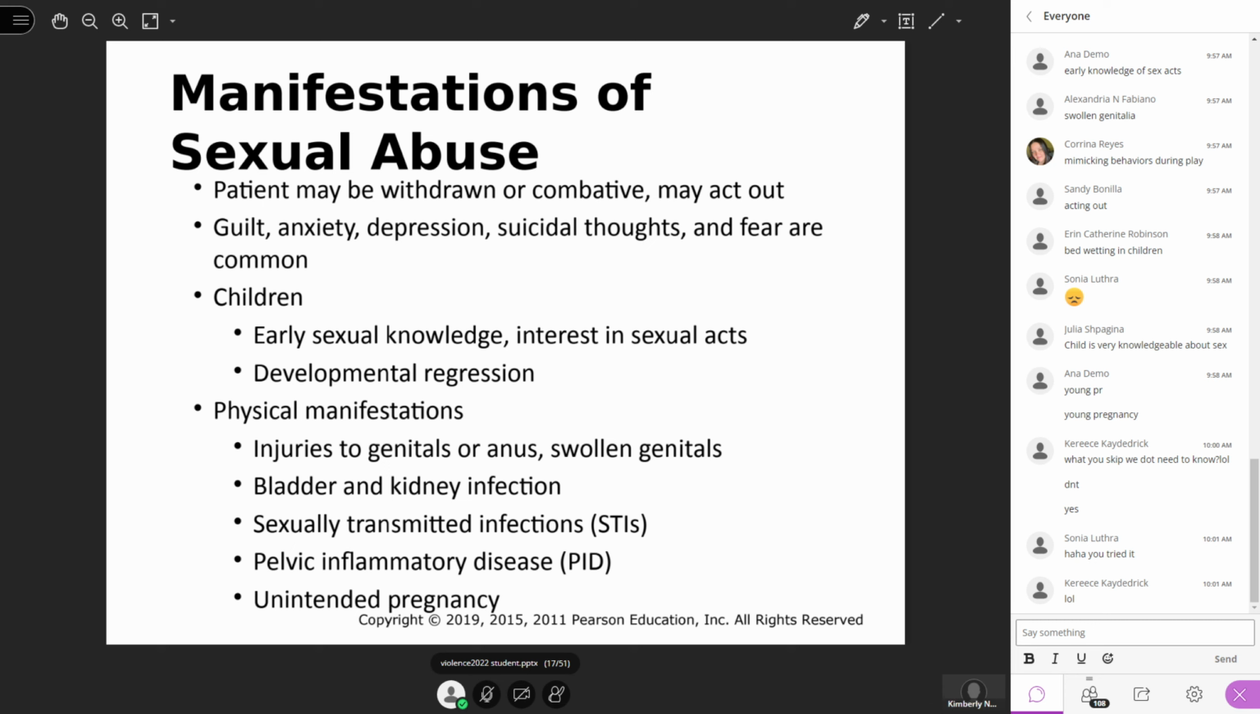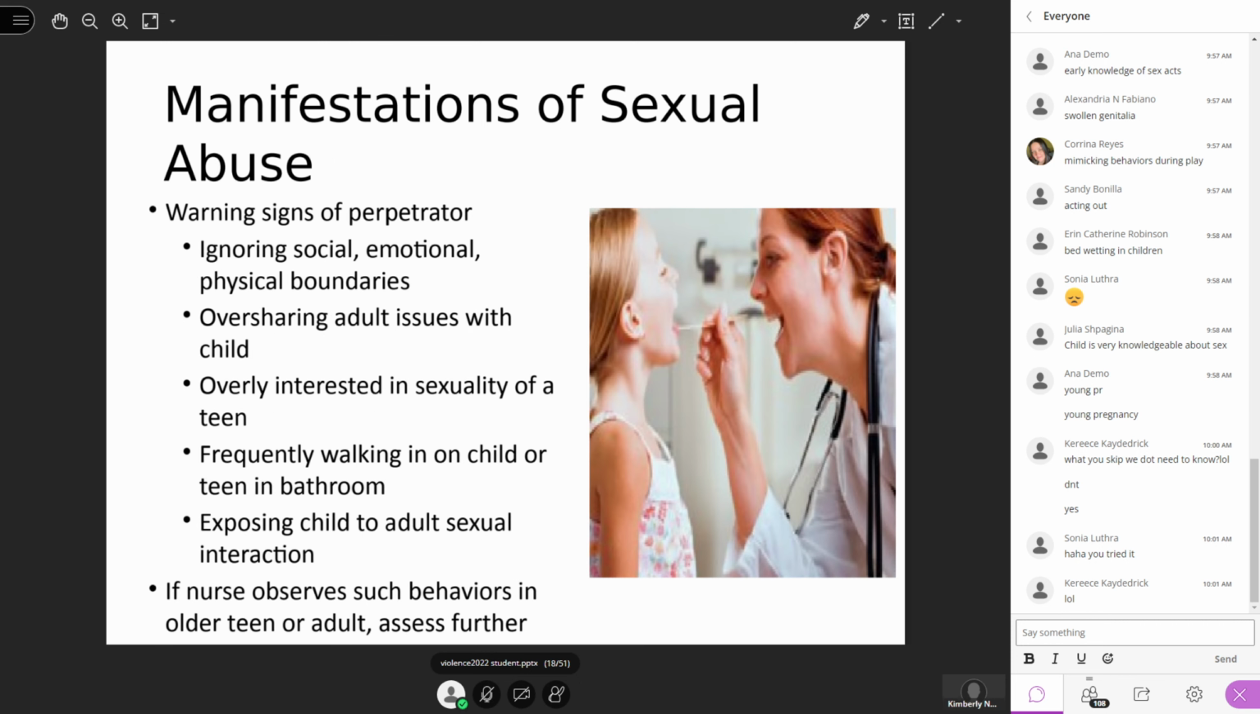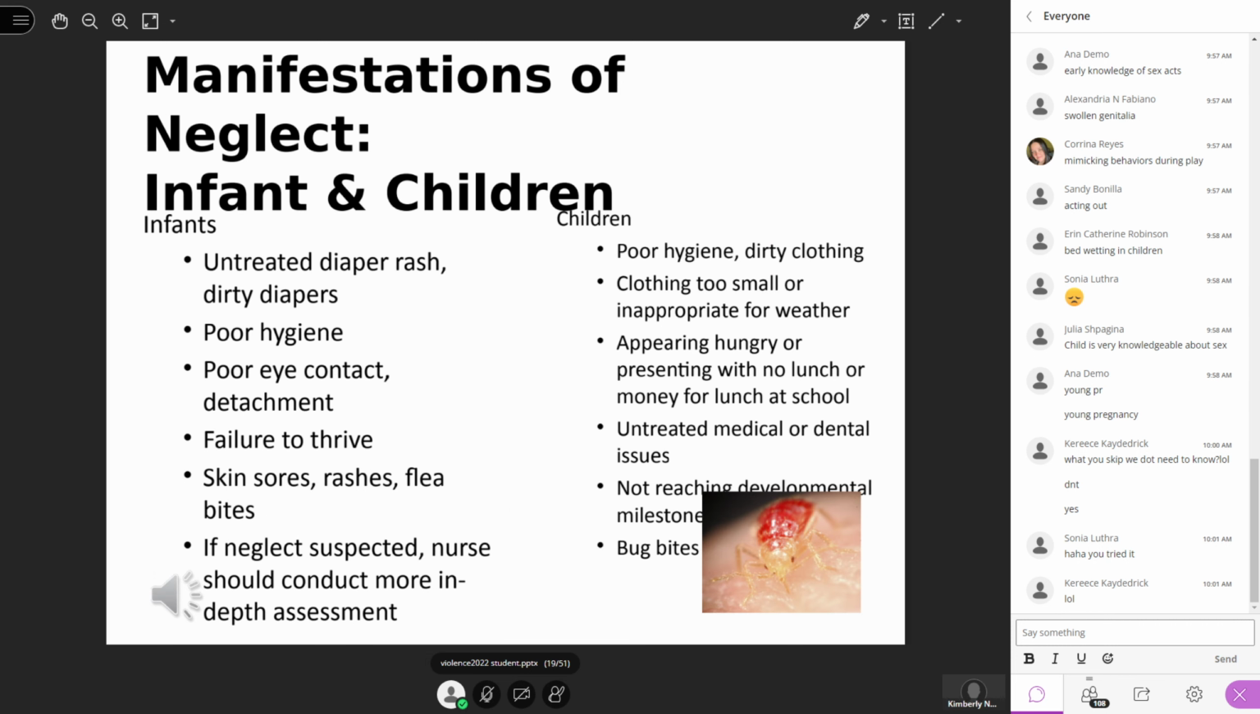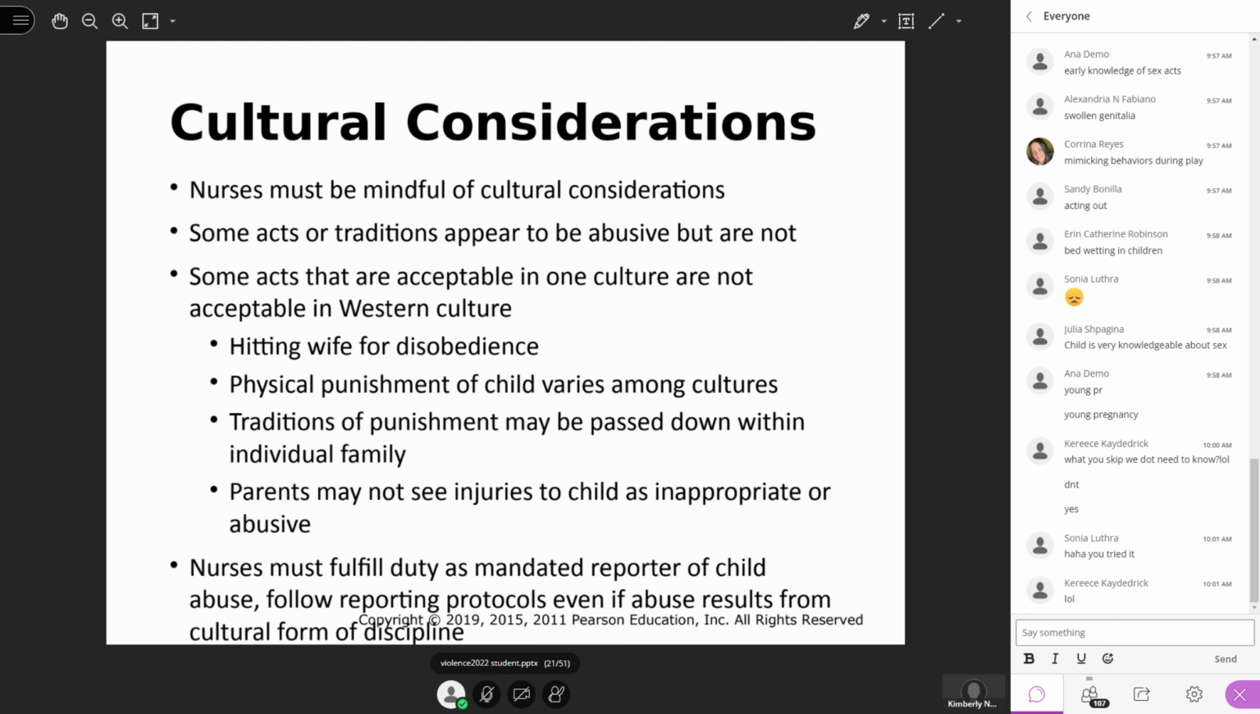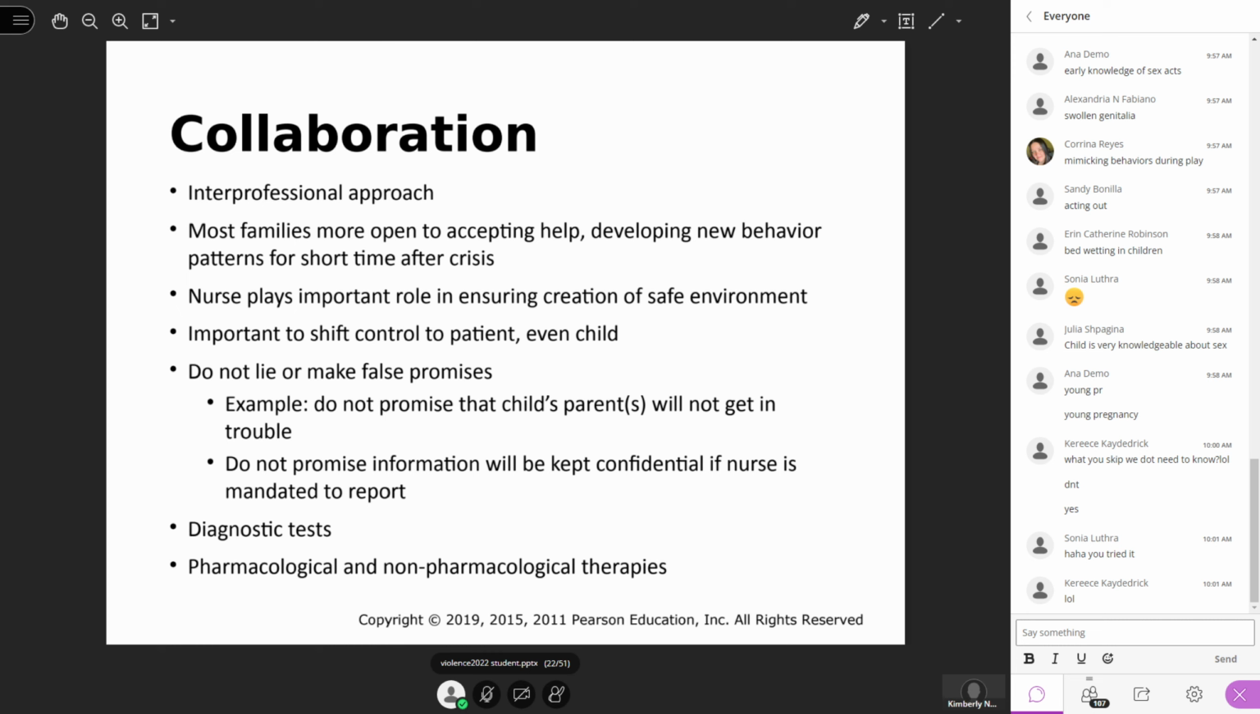And here again, just as you talked about with sexual abuse, these are the manifestations: injury to the genitals, anus, bladder, kidney infections, STDs, and unintentional pregnancy. Okay. Neglect: diaper rash, somebody mentioned that, poor hygiene, poor eye contact, failure to thrive. I think we did cover that with our chat box there, and you can read there.